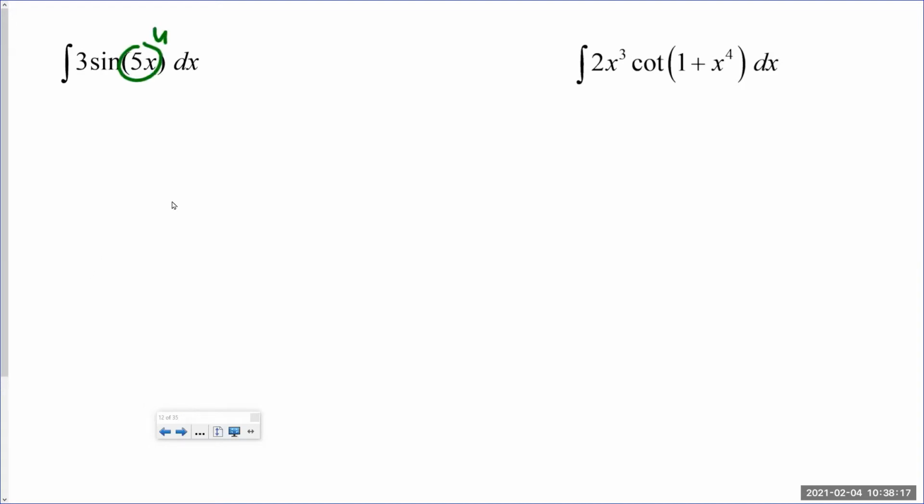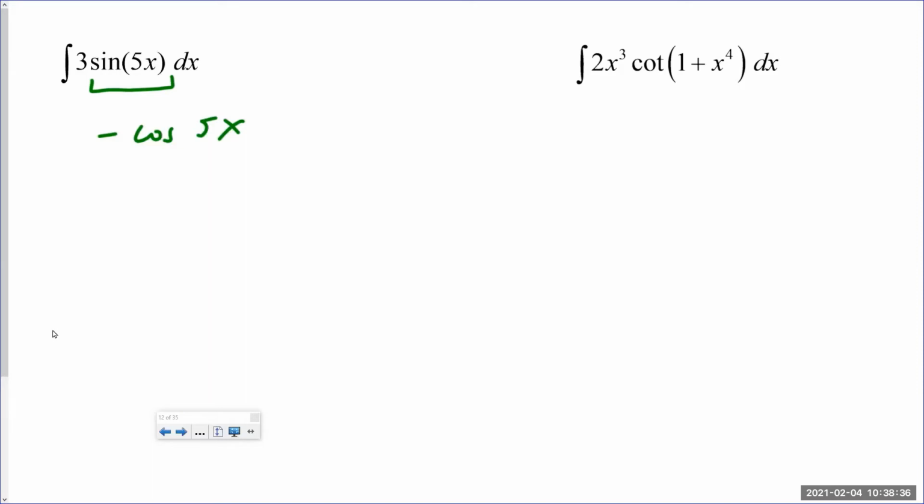Now only look at the trig function part. Is sine u in my formula sheet? It is. Okay, so what I'm going to do is I'm just going to take the integral of this part. So the integral of sine u would be negative cosine u. So write that down. Negative cosine, but just put in 5x.